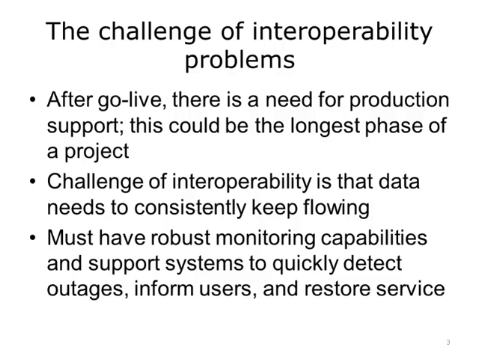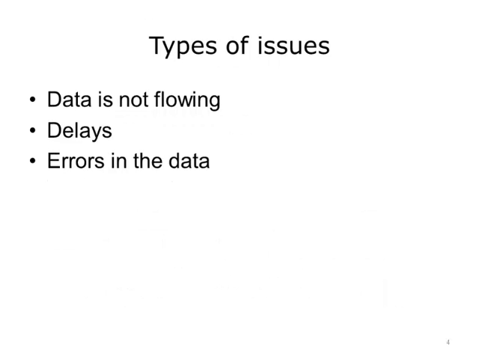It is important to have robust monitoring capabilities and support systems to quickly detect outages, inform users, and restore service. There are three main types of problems that occur. The first is that data is not flowing or is not available on a query. The second is that there is a delay in data flow. The third is errors in the data.